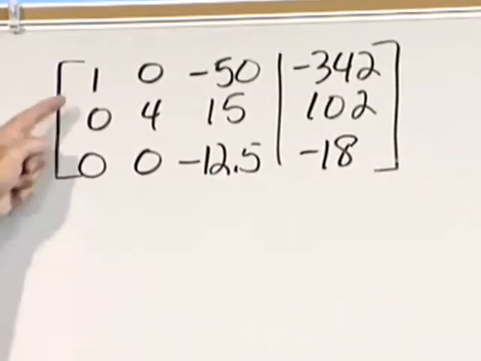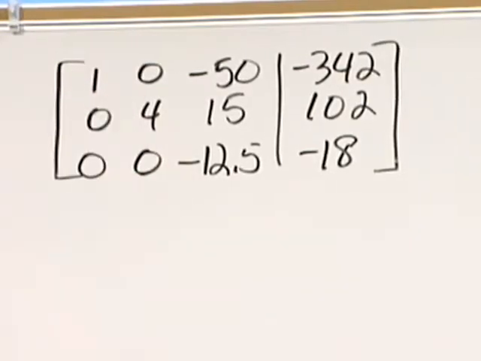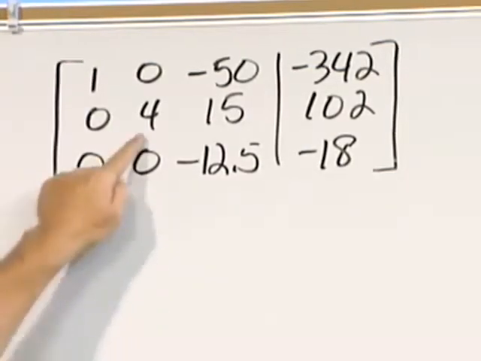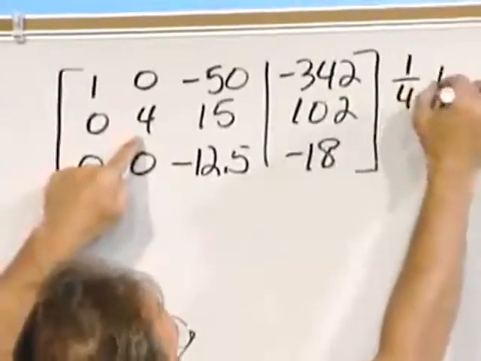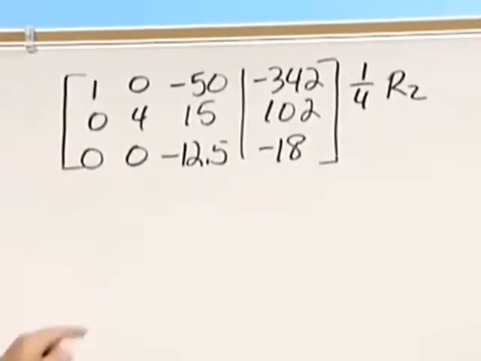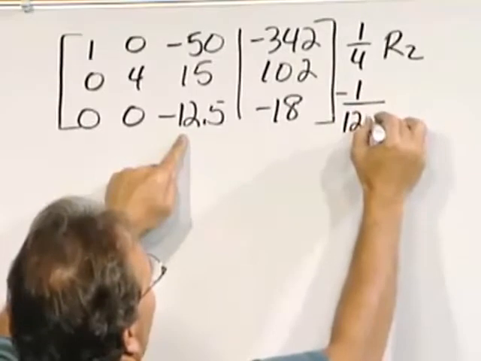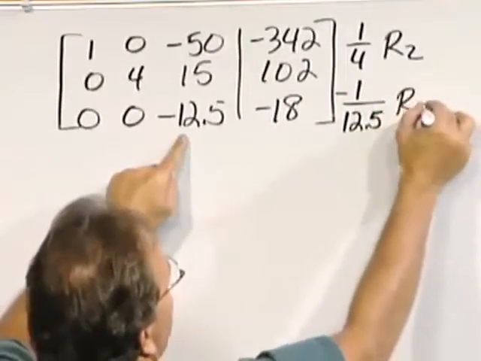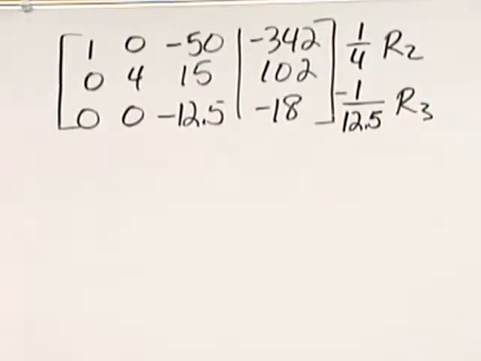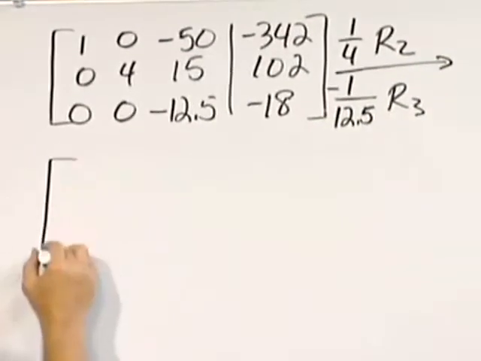So you can begin to see that we're establishing the ones in the diagonals and zeros in the other positions. Our next operation will be, we're going to take row number 2 and multiply it by 1/4, which will then create the 1 in that position. At the same time, we'll take row number 3 and multiply by negative 1 over 12.5, and that would create the 1 in this position. So let's do those operations and write our resulting matrix.